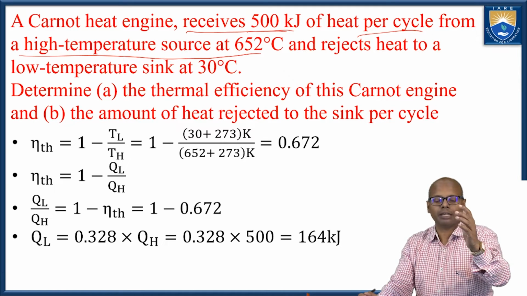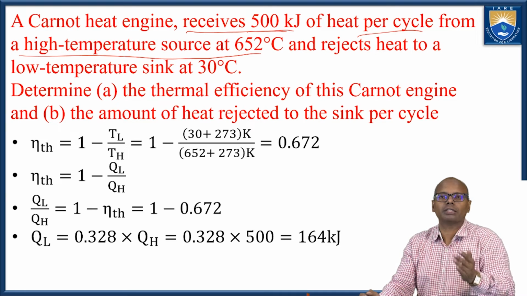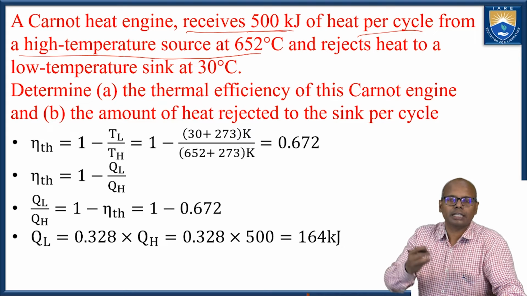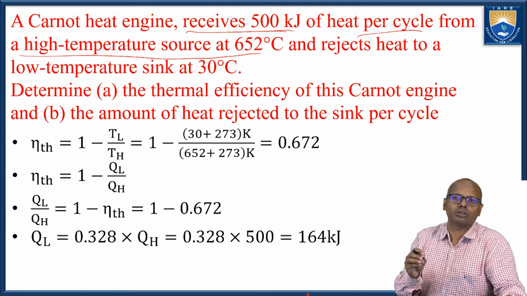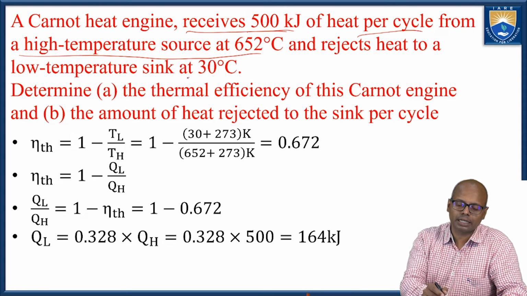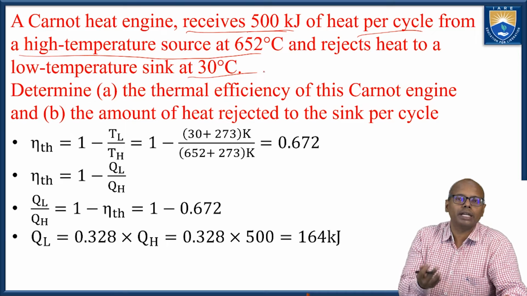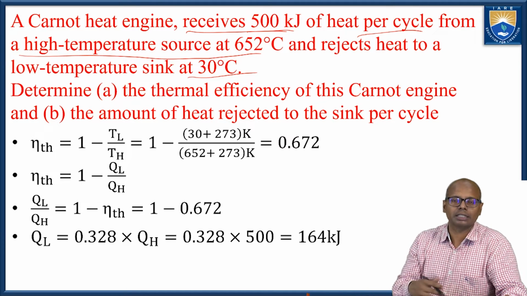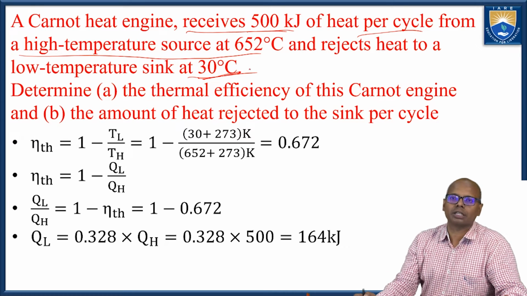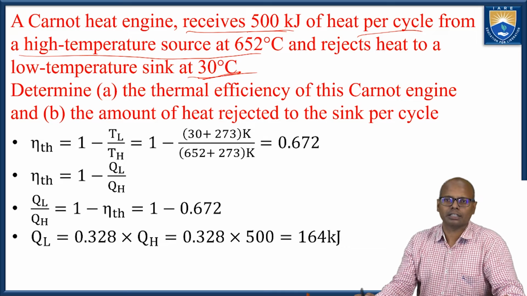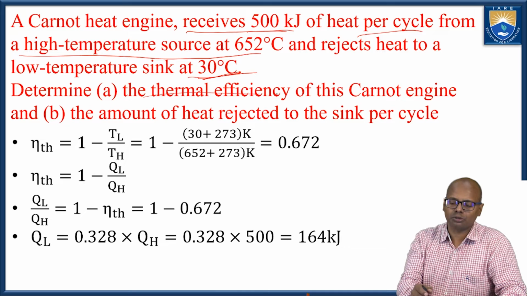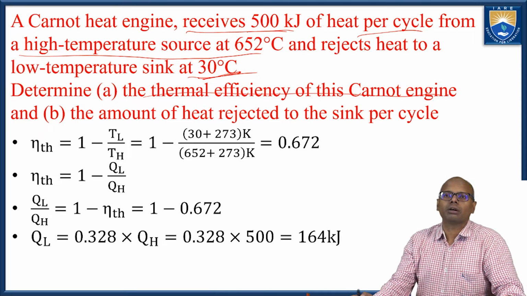So there is a high temperature reservoir at 652 degrees centigrade, and it is taking 500 kilojoules from this reservoir. And it is rejecting heat to a lower temperature reservoir, which is at 30 degrees centigrade. In this problem, we are asked to find the thermal efficiency of the Carnot engine.